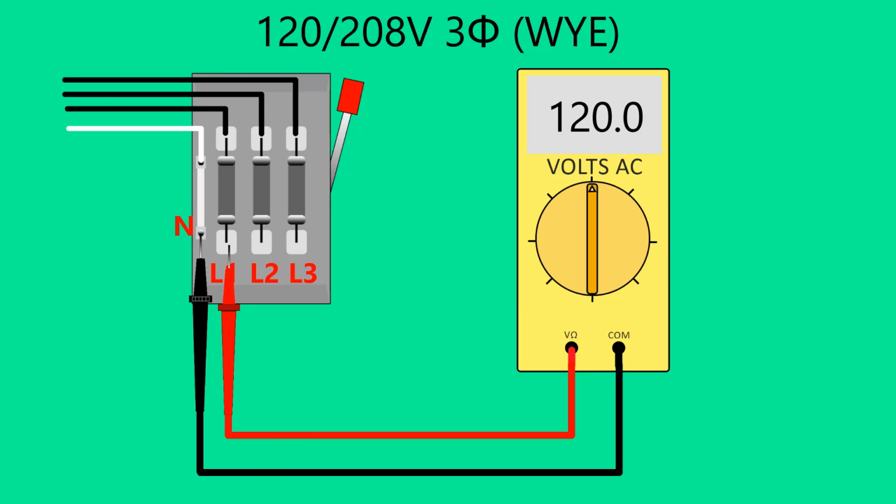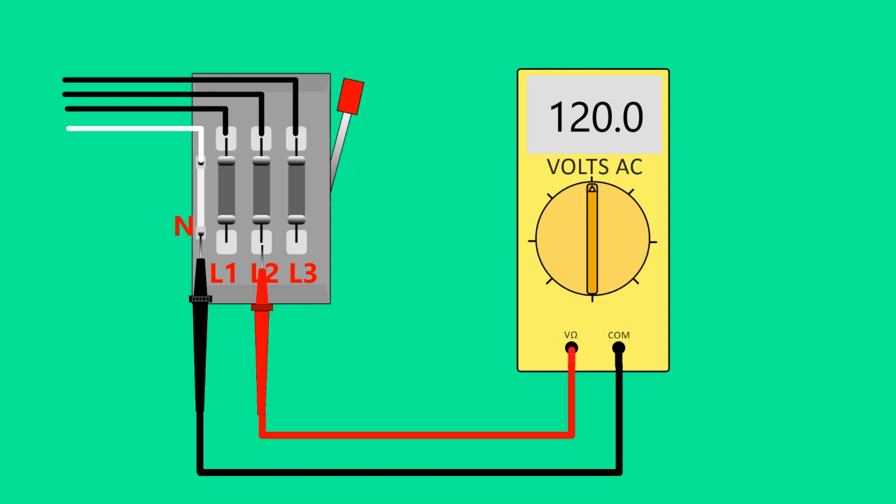The voltage from L1 to the neutral conductor is 120 volts. The voltage from L3 to the neutral conductor is also 120 volts. The voltage from L2 to the neutral is also 120 volts. Notice that in this voltage system there is no high leg. Any single line voltage to the neutral is 120 volts.